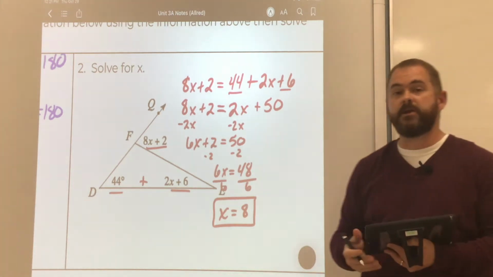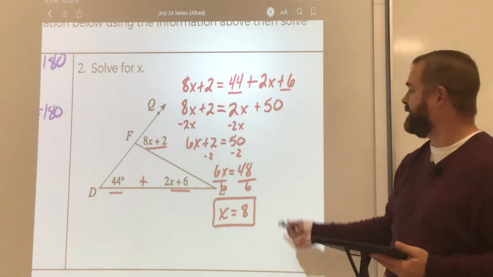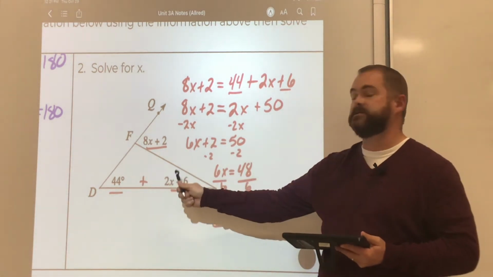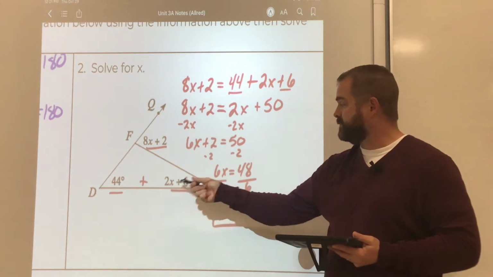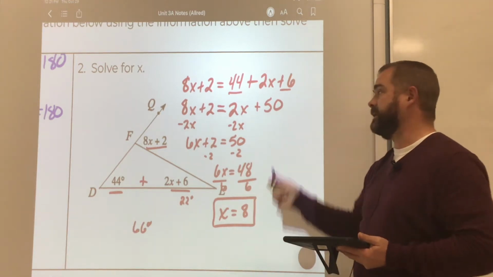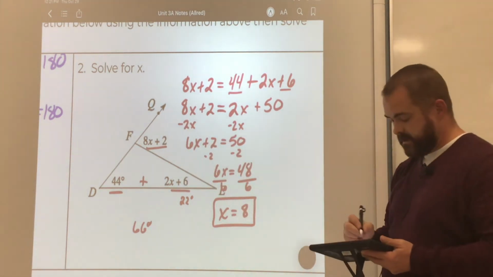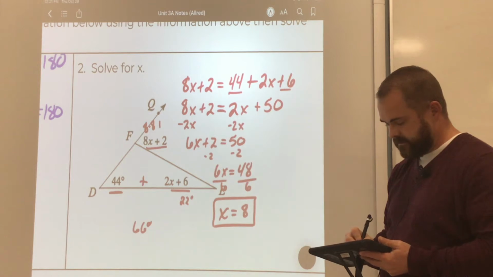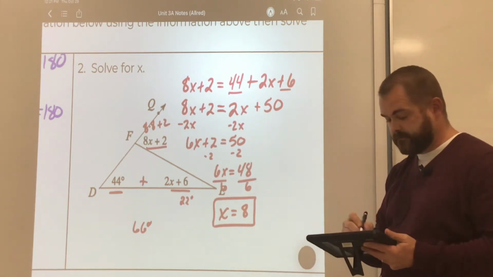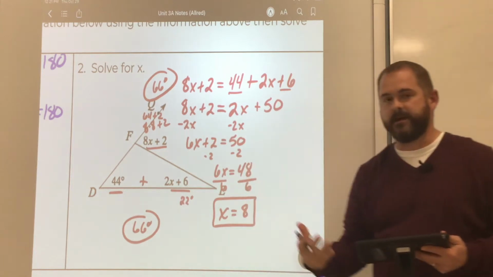Now at any point, if you want to know if this is a right answer, or if you wanted to check your work, you can always plug back in and see what we get. If I plugged in 8 here, 2 times 8 is 16. 16 plus 6 would be 22 degrees. So when I add 44 and 22, I get 66 degrees. According to my equation originally set up, this should also equal 66. Well, we can plug back in and check. When I do 8 times 8 and add 2, 8 times 8 is 64. 64 plus 2 is 66 degrees. Okay? So those aren't part of my answer, but that's how I can check my answer.